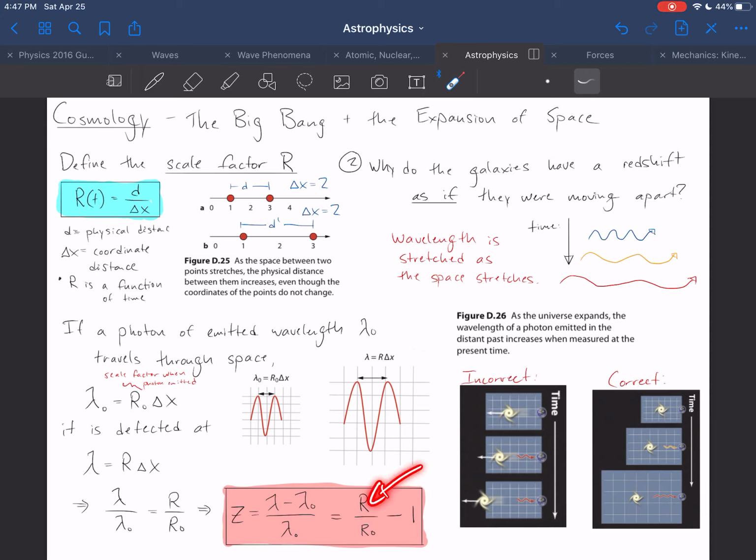That's R. So as the universe expands, the wavelength of a photon emitted in the distant past increases when measured at the present time. It's not that they just become red, so this incorrect picture depicts the Doppler effect, but what is actually happening is that the wavelength is stretched over time.